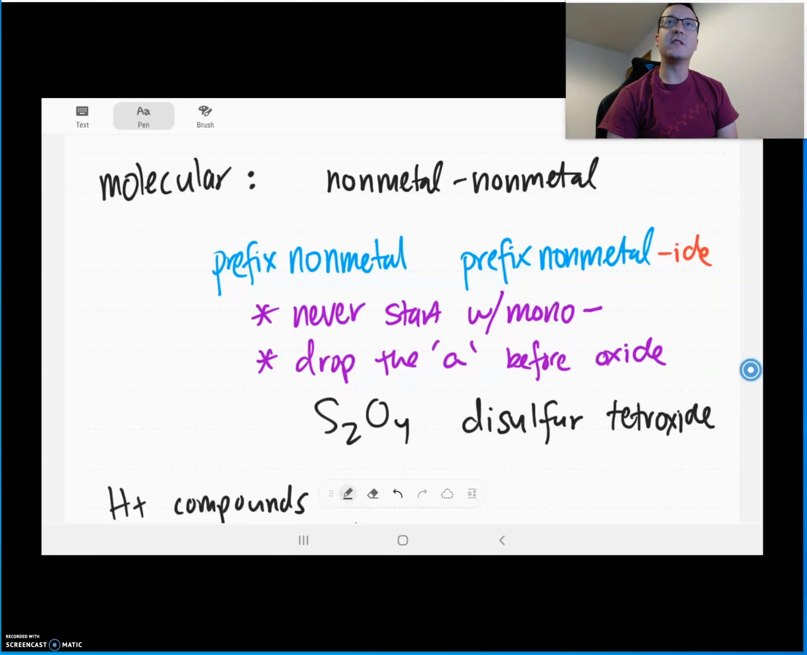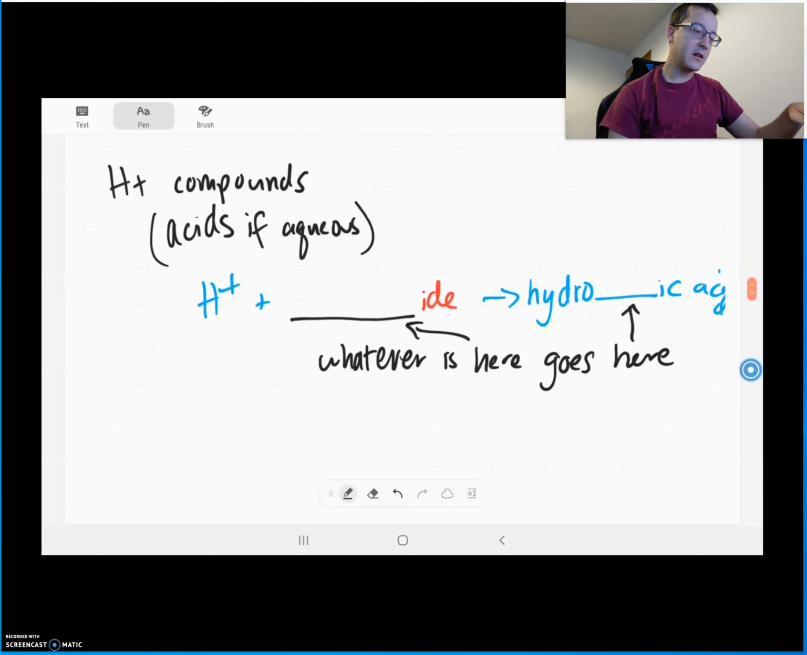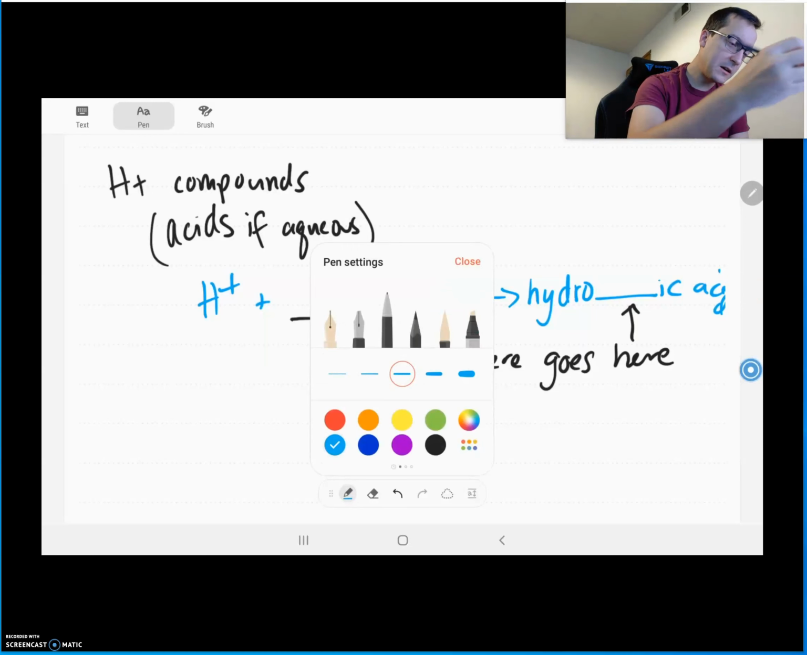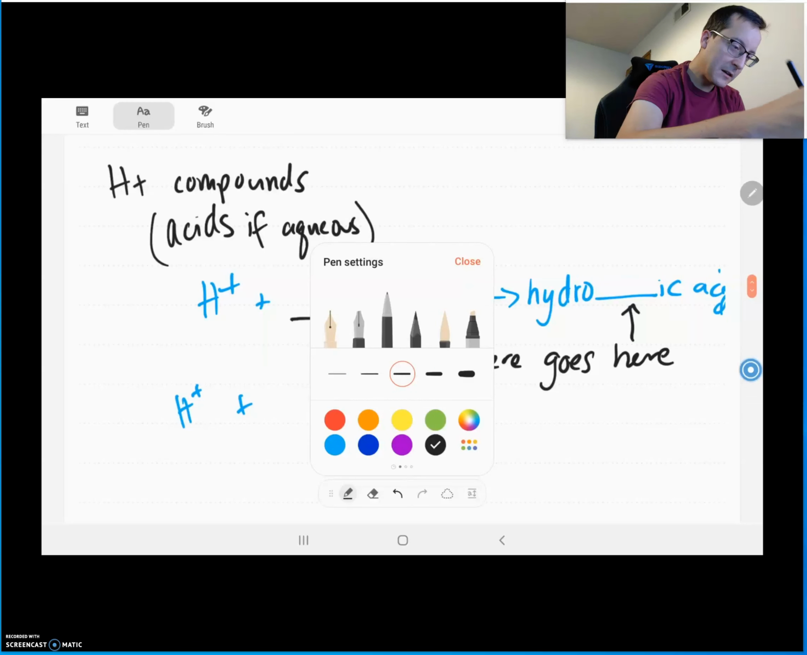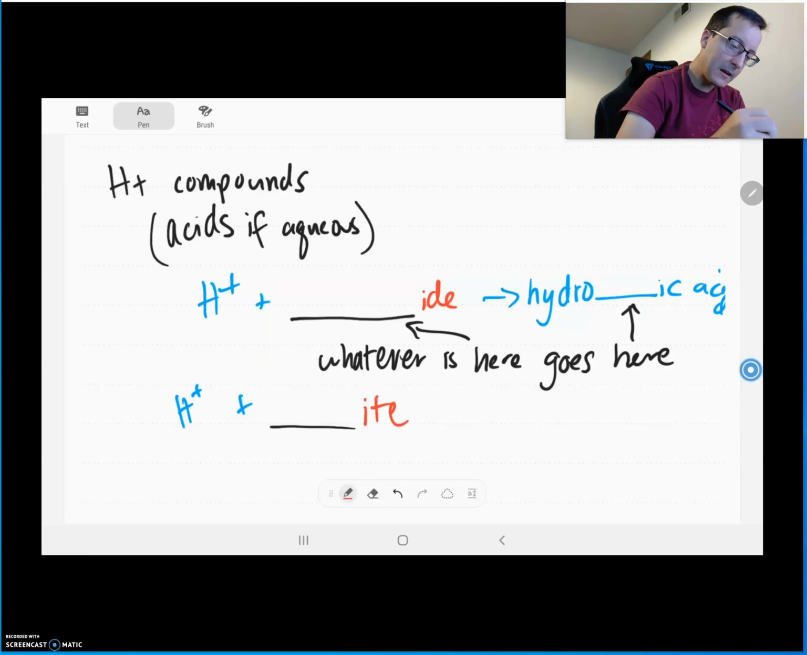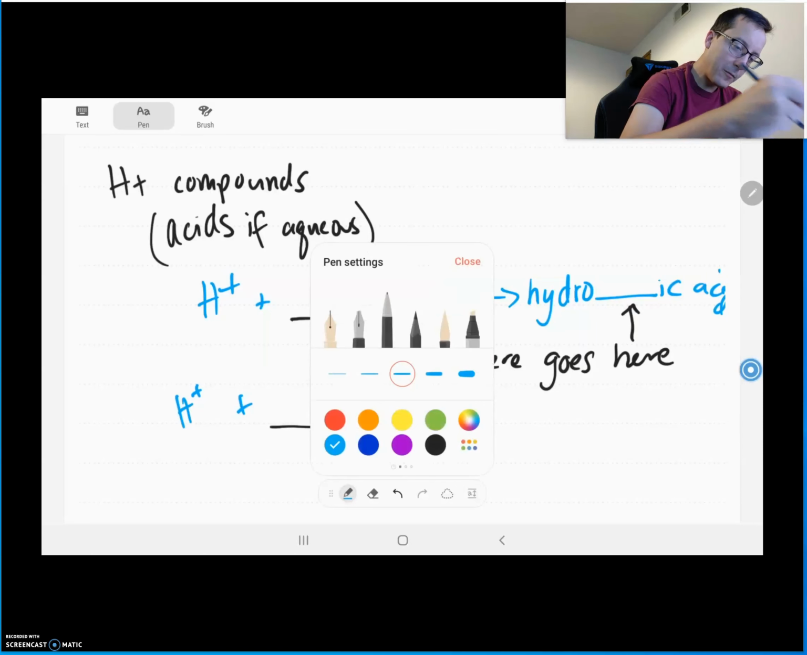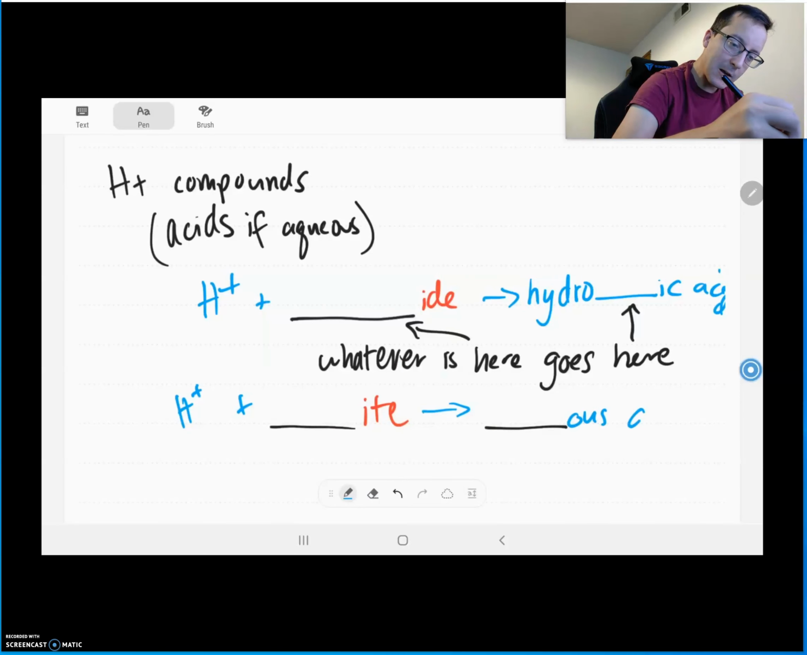And as always, I'll post these up in the lecture note area for you guys to see. Okie doke. So back down we go. So remember for our hydrogen compounds, we're going to have special names, right? So we also had, what if it were H plus something ite? Then that became blank ous acid, right?